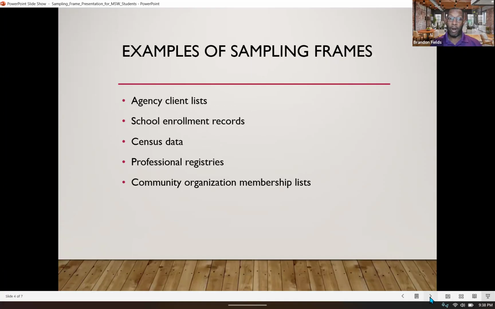And so again, some more examples of sampling frames would be an agency client list, school enrollment records, census data, professional registries, community organization, and membership lists. Keep in mind that a lot of these lists we can obtain because they are in the public domain. But again, these are examples of what a sampling frame would be.